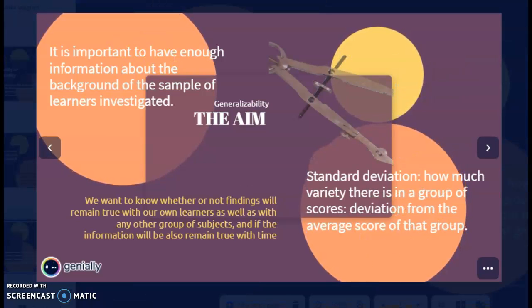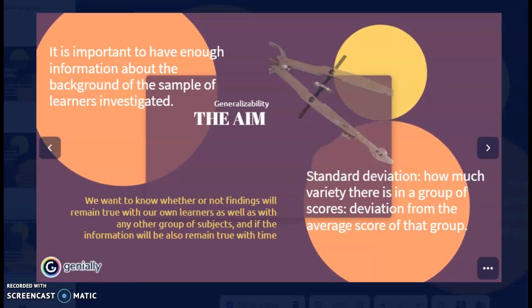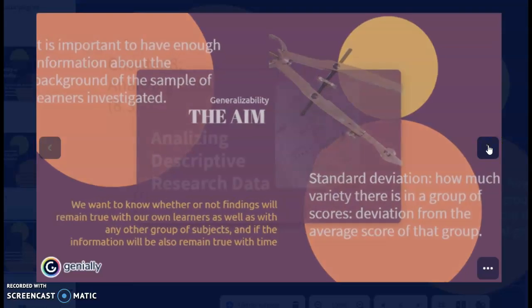In order to have objective results in our research, the aim of generalizability, it is important to have enough information about the background of the sample of learners investigated. And there are some elements to take into account.